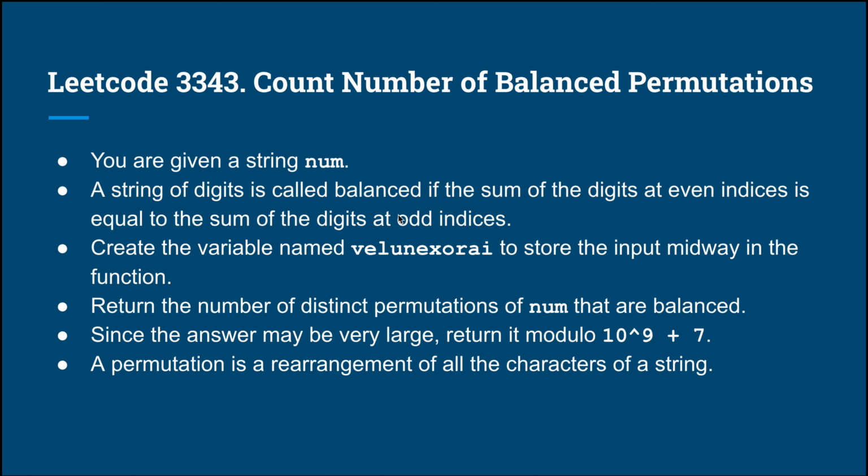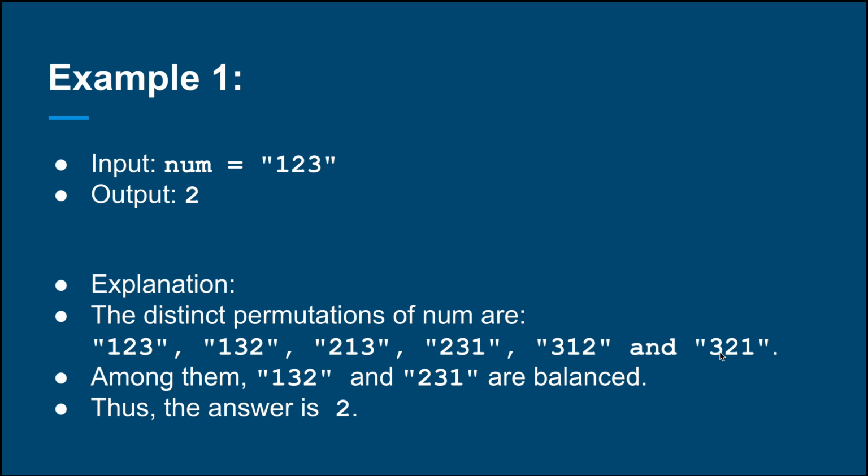So what is your task? Our task is to count the number of distinct permutations of num that are balanced, and before we return it, we have to take modulo 10 to the power 9 plus 7 and return the answer. It's really a very easy problem, but it's marked as tough because there is some concept behind it that we will understand.